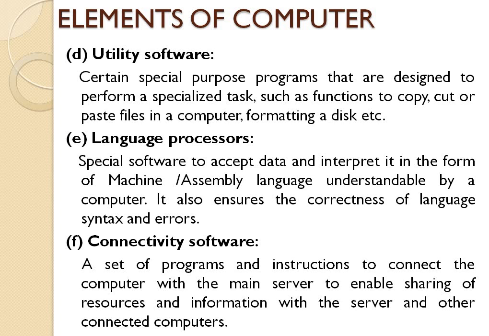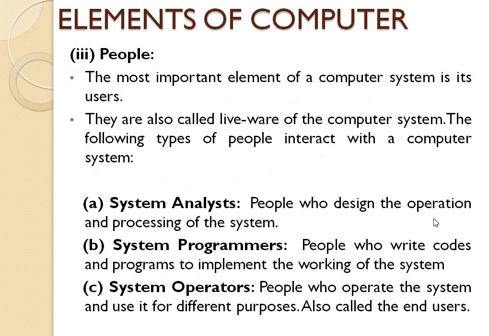Connectivity software is a set of programs and instructions to connect a computer with the main server and to enable sharing resources and information with the server and other connected computers. For example, in our lab we have multiple systems, say 10 systems. Who is the master for the 10 systems? A server should be there. Whatever information we save in the 10 systems will be visible in the server. So the server is the master and the 10 systems are slaves. We need to connect the 10 systems to the server, and for that we need connectivity software.